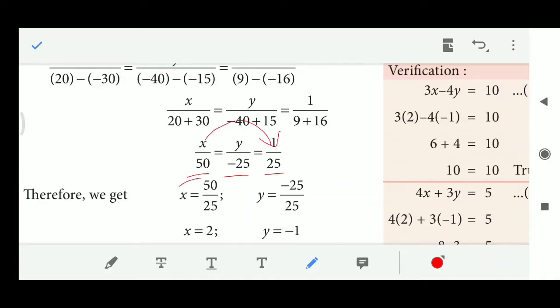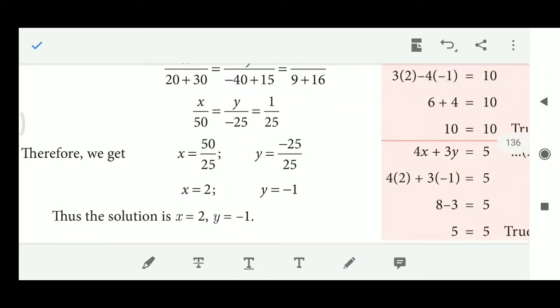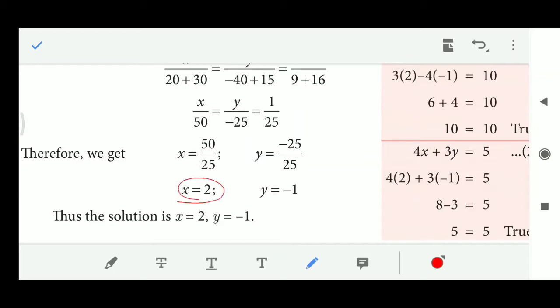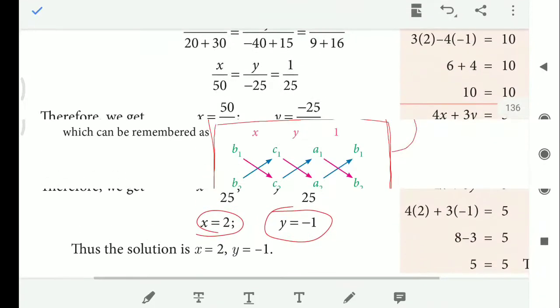Now equating the first and the last term, you get x = 50/25. On simplifying, you get x = 2. Then you take y/(-25) = 1/25, which gives y = -25/25. On simplifying, you get y = -1. So therefore the solutions of x and y are x = 2 and y = -1.